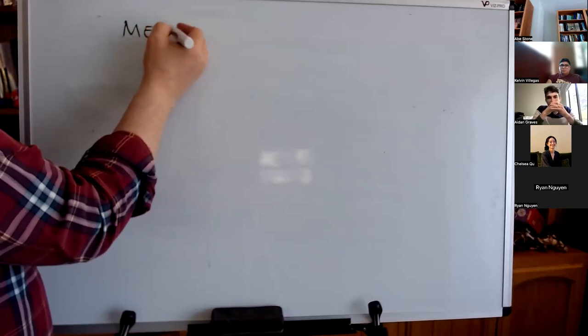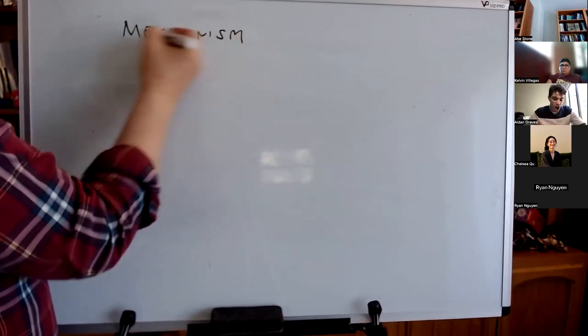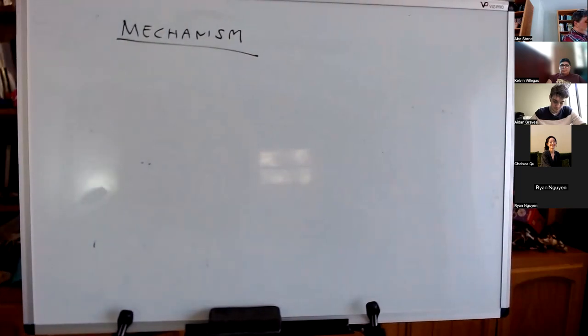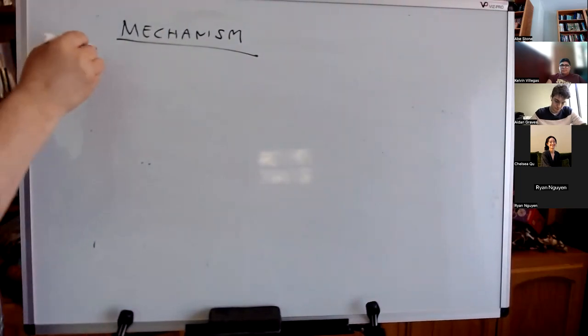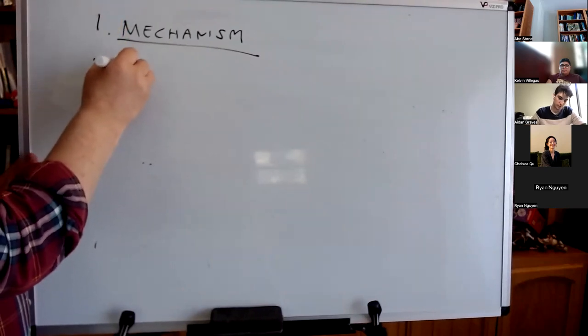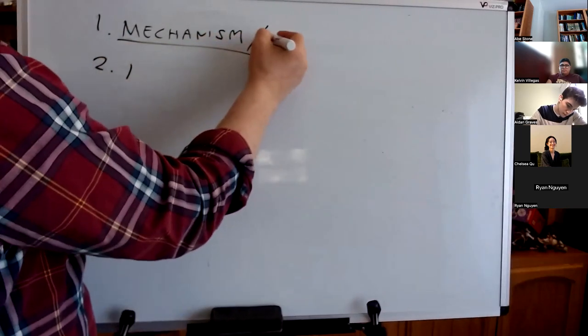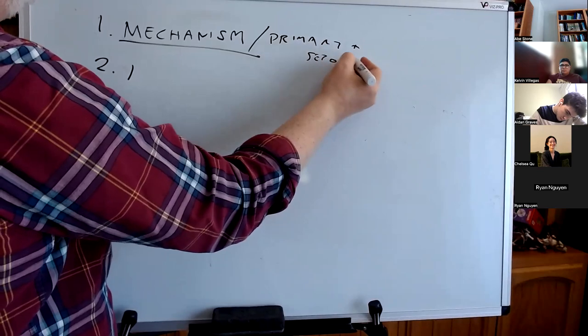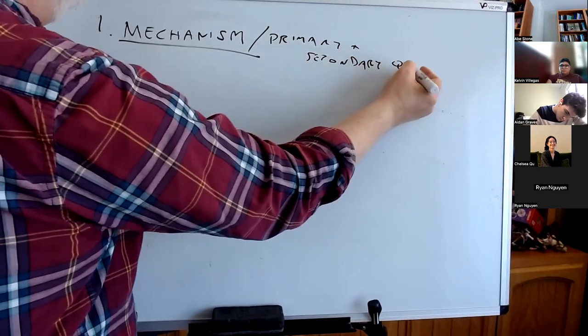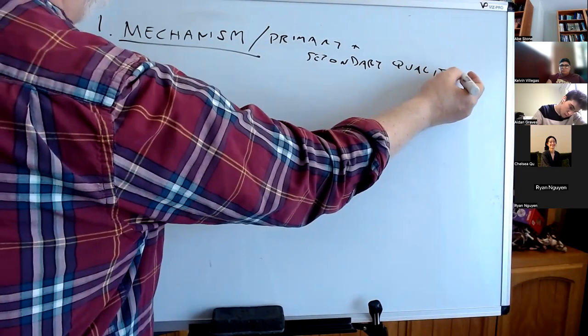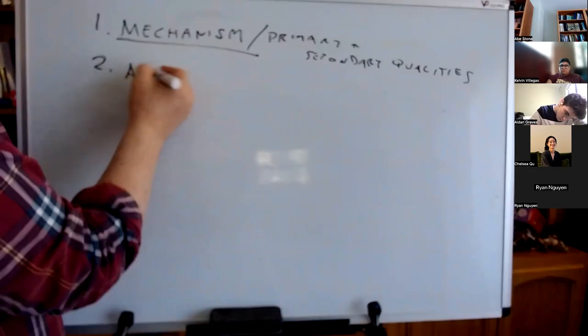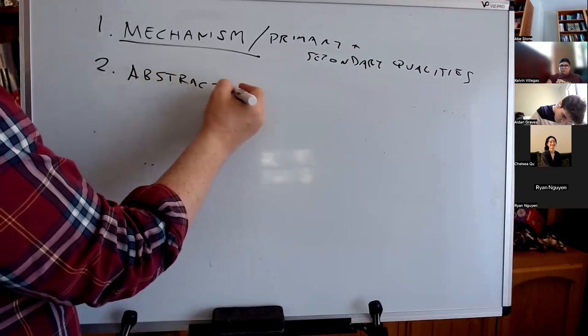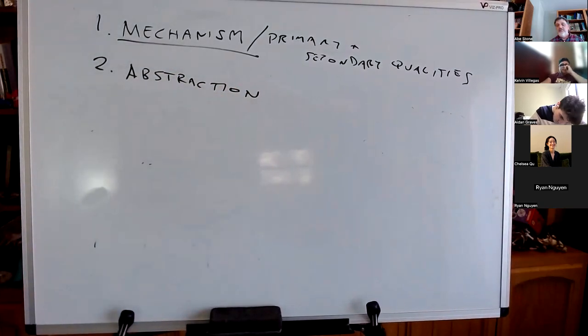So I'm going to start talking about the new material by talking about mechanism. I guess I should say there's really two main topics I want to get to today. One is mechanism slash primary and secondary qualities. As you'll see, these two are basically the same topic. And the other is abstraction. These are both super important, and Locke's main discussion of both of them is in this same reading.